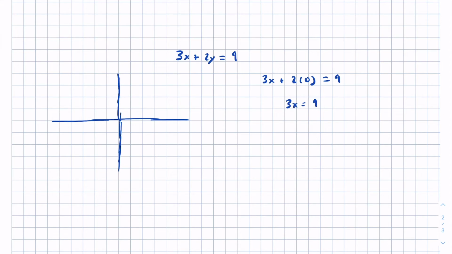Let's take the example 3x plus 2y is equal to 9. And then I'll draw a simple coordinate plane here. We want to be able to find the x and y intercepts of this equation. We find the x-intercept by setting the y value to 0. If we do that, we have 3 times x plus 2 times 0 is equal to 9. Then we have 3x is equal to 9, and then x is equal to 3, and that will be our x-intercept.